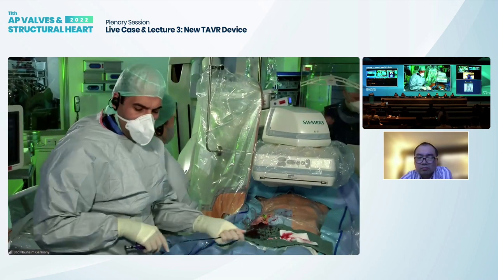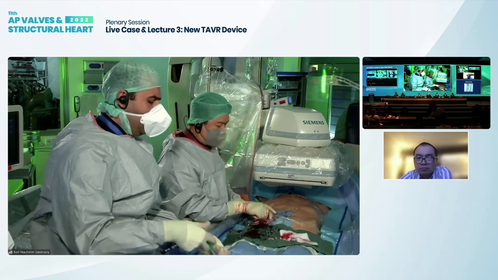And you may not have noticed because the CT images look actually very nice.